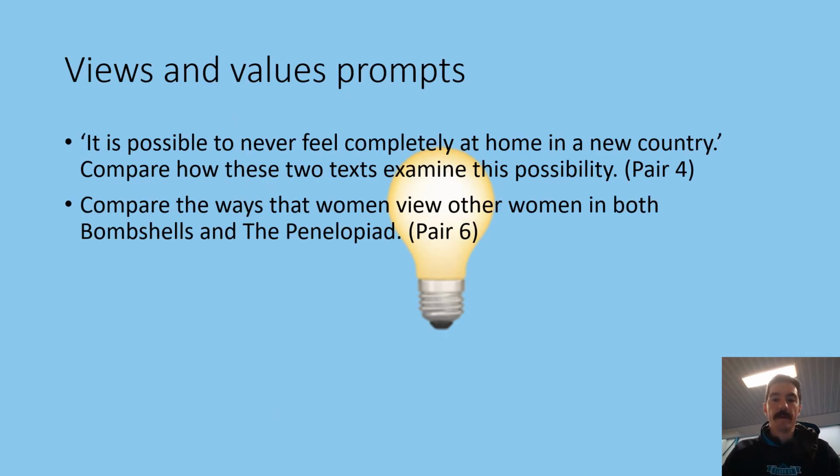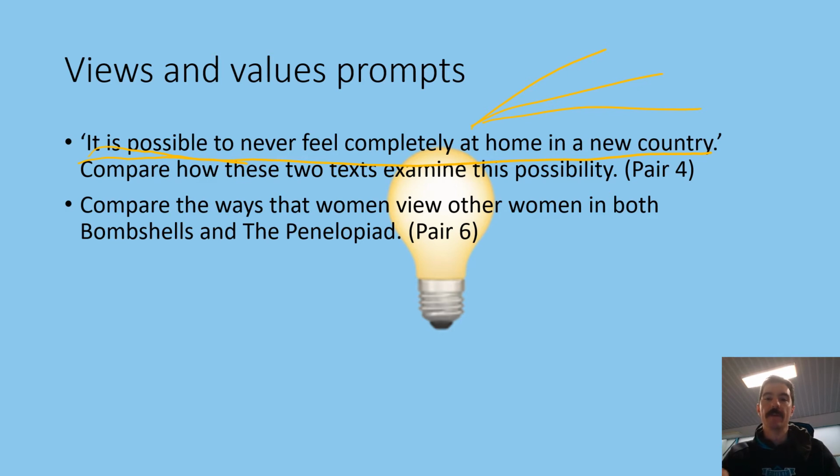Alright, views and values, a little bit harder. So you can see the connection that is between the characters and the world and the theme. So it is possible to never feel completely at home in a new country. Compare how these 2 texts examine this possibility. So this could be seen as a bit of a general statement that you could apply to yourself, the wider world, as well as the text. So it's sort of opening the question up.